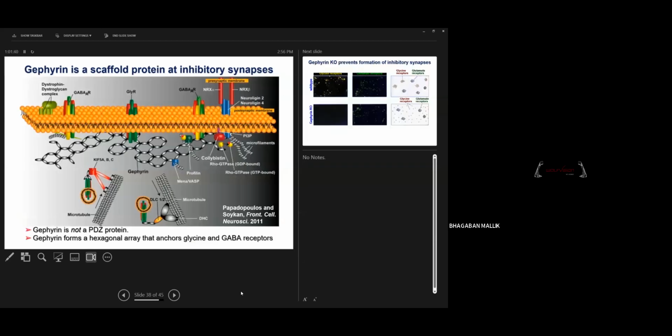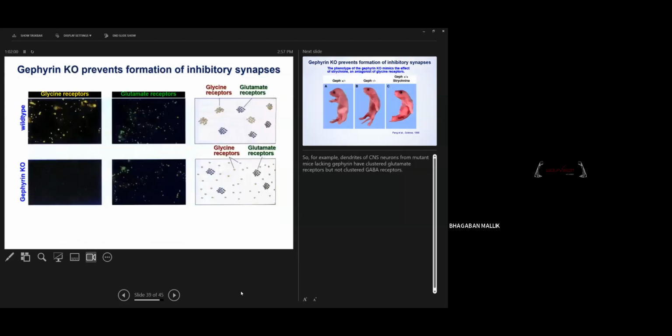The postsynaptic compartment is showing how gephyrin is required for the clustering of the glycine receptor, the inhibitory synapse, or the GABAergic receptor in the CNS synapse. Gephyrin is not a PDZ-containing protein, but it can also induce the clustering of the glycine receptor or GABAergic receptor. So here this is showing how the gephyrin knockout mouse is used to test the requirement for clustering of the glycine receptor.